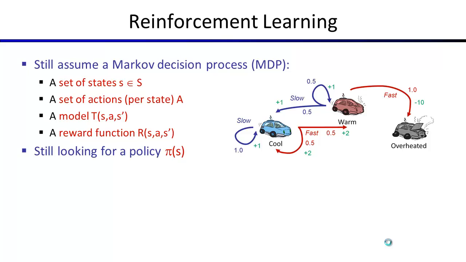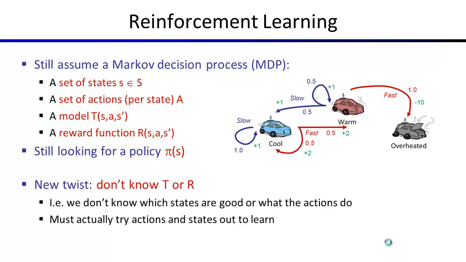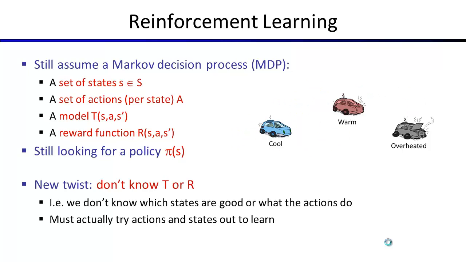The new twist is, for example, look at this car MDP here: we know there are these states, there are these actions, and we know that each action does, for example, a 50% chance of staying in the same state, 50% chance of cooling down. There are various rewards. We needed those in order to run value iteration. Okay, basically, those are gone. So the new twist is we're in an MDP in which there is a transition function and there is a reward function, but we don't know what they are, or at least we don't know what they are until we experience them.